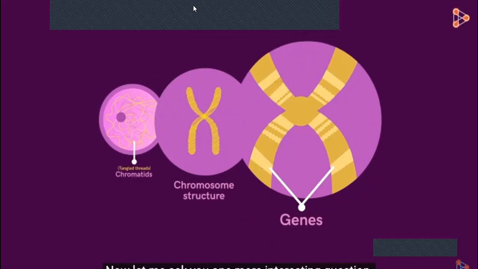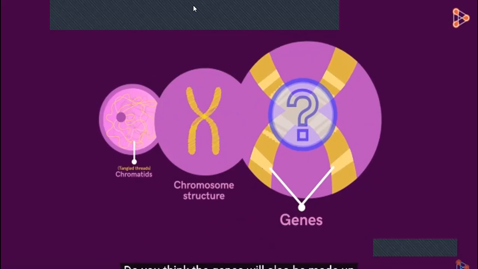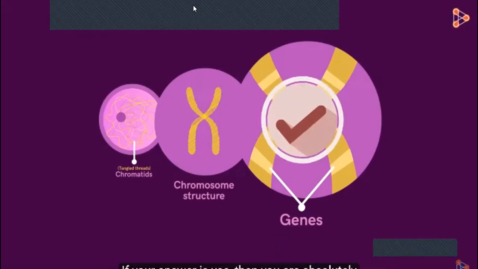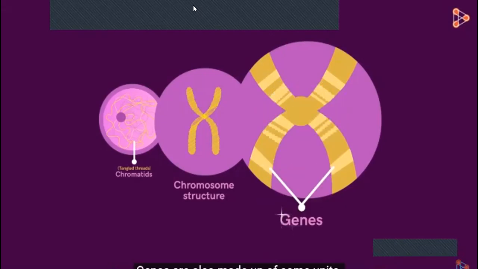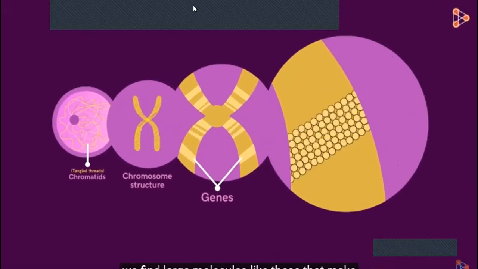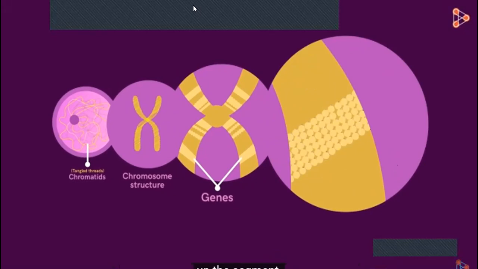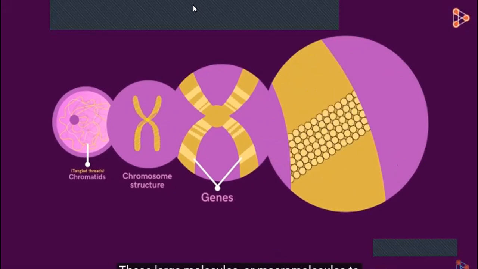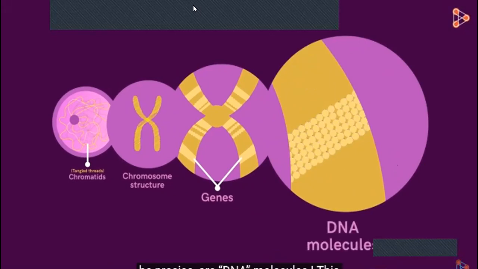Now let me ask you one more interesting question. Do you think the genes will also be made up of something? Will there be units that make up these segments? If your answer is yes, then you're absolutely right. Genes are also made up of some units. If we zoom inside this gene segment, then we find large molecules like these that make up the segment. These large molecules, or macromolecules to be precise, are DNA molecules.